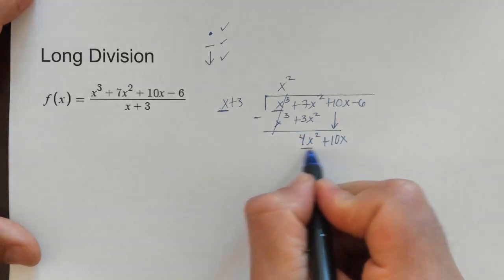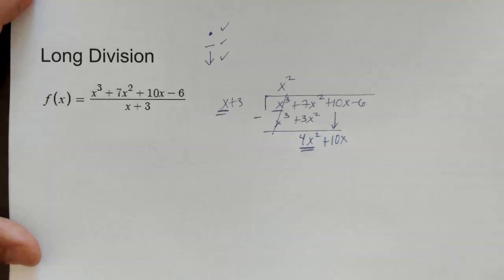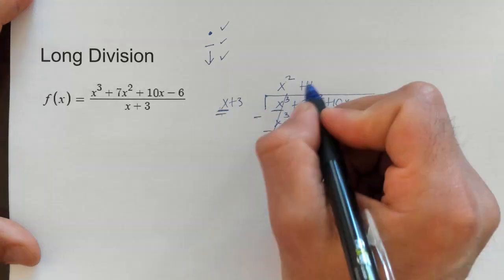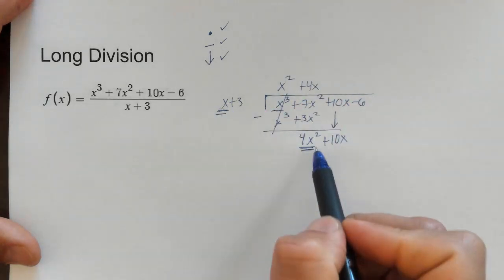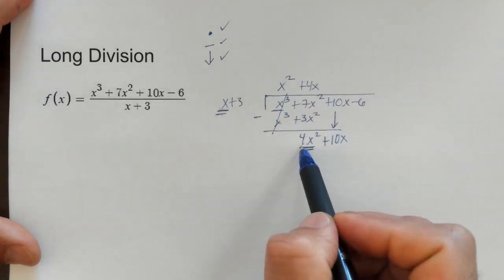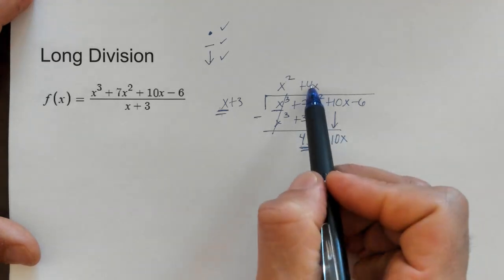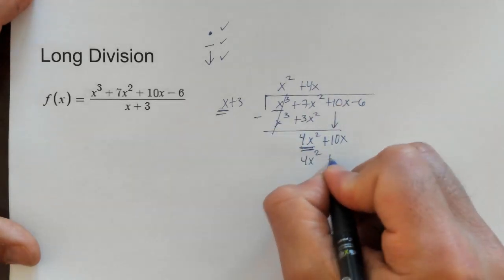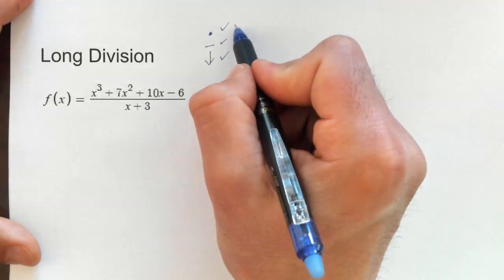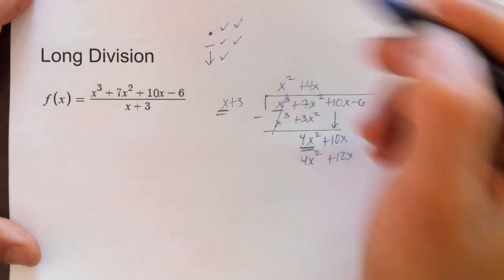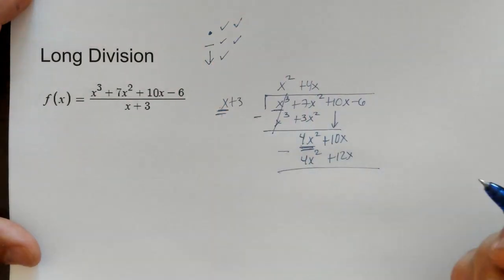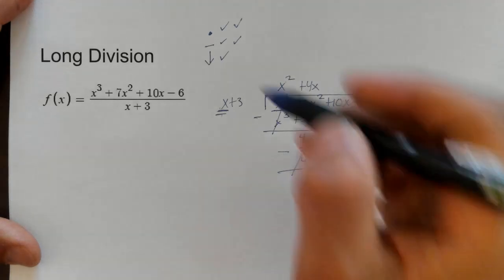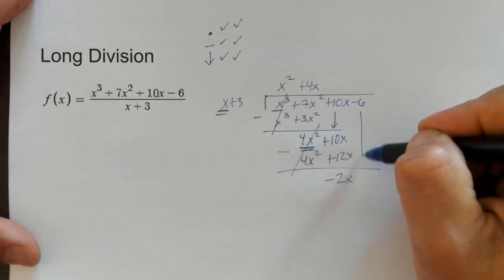X times something is 4x squared. We need to multiply the x times a positive 4. X times x is x squared, and then the 1 times 4 is positive 4. So let's multiply. 4x times x is 4x squared. 4x times 3 is 12x. After multiplying, we subtract. 4 minus 4 cancels to 0. 10 minus 12 is negative 2. After subtraction, we bring down the next term.